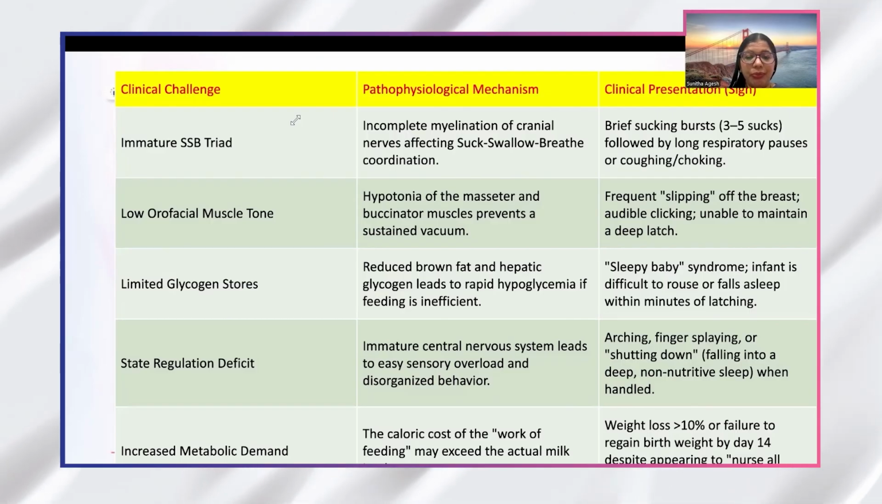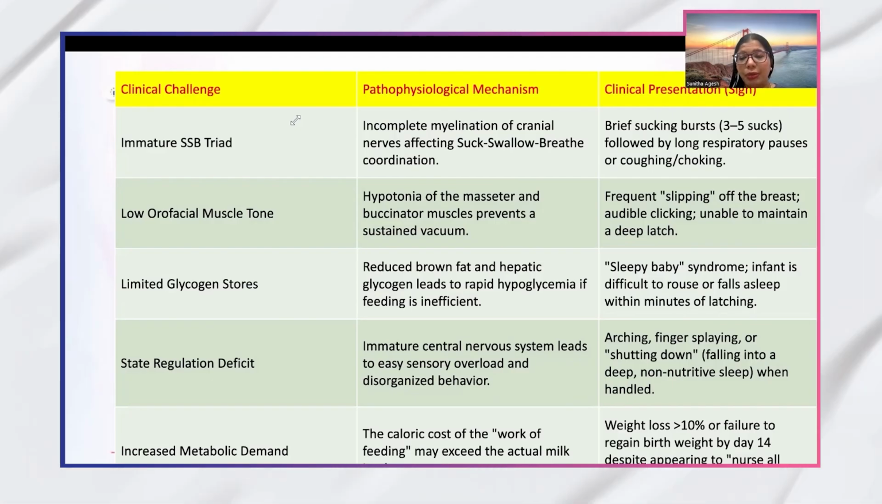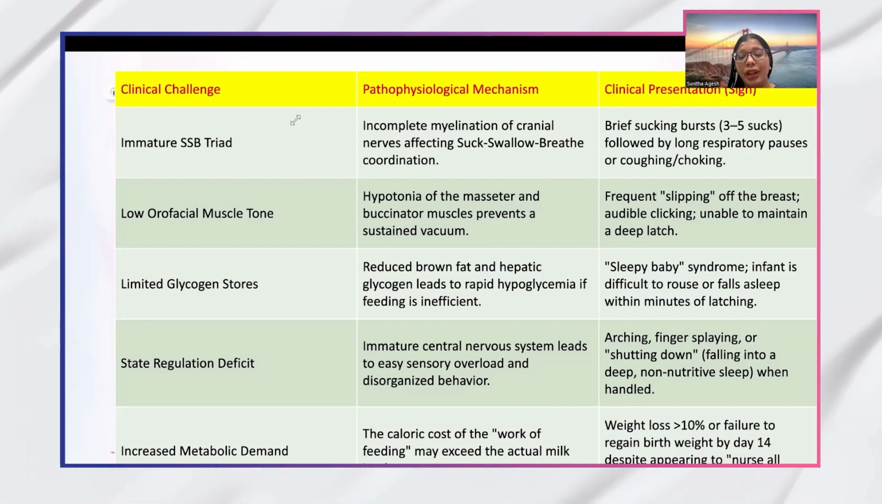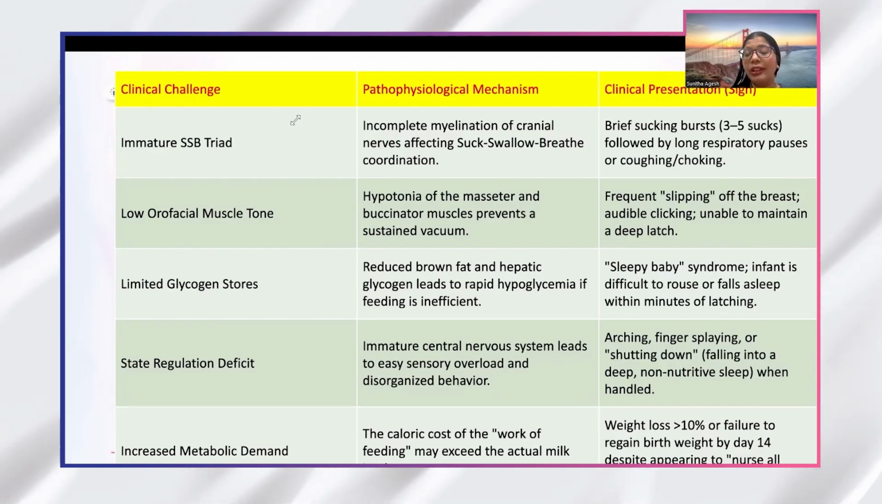Then limited glycogen stores. Because of reduced brown fat and hepatic glycogen, the baby gets rapid hypoglycemia if feeding is insufficient. And sleepy baby syndrome: if the baby has hypoglycemia, even a preterm baby is very difficult to wake up for feeding. That's why we need to remove the blankets and change the diaper before feeding, so that all these things will make the baby wake up. And we need to inform the mother how to wake up the baby during feeding. We can touch the ear, play around the ear, and while giving cup feeding also, we need to encourage the mother to keep the baby away from the body, so the sleepiness of the baby will be reduced.